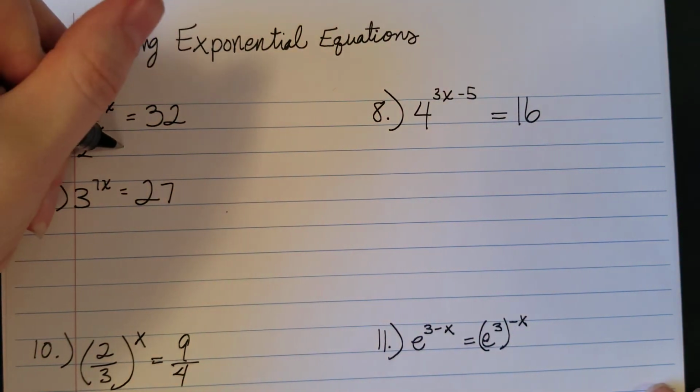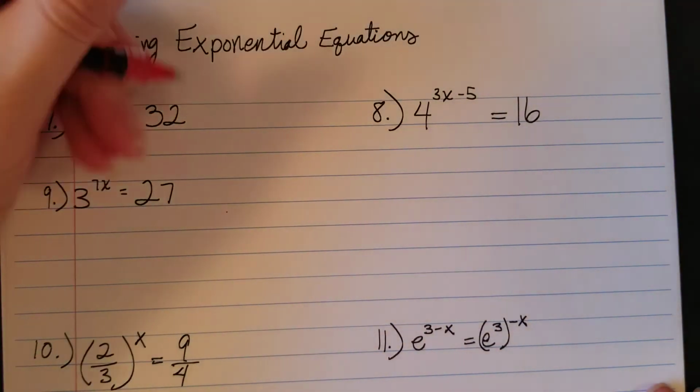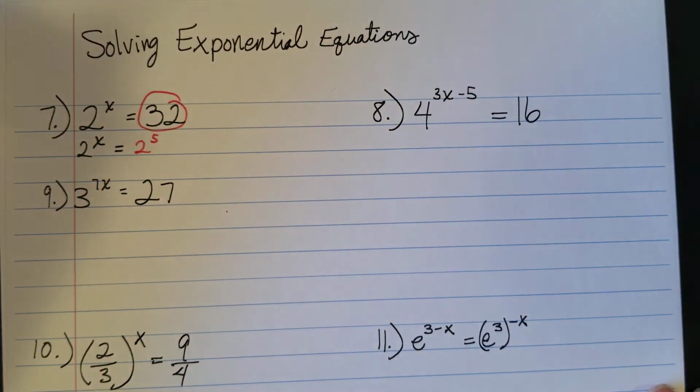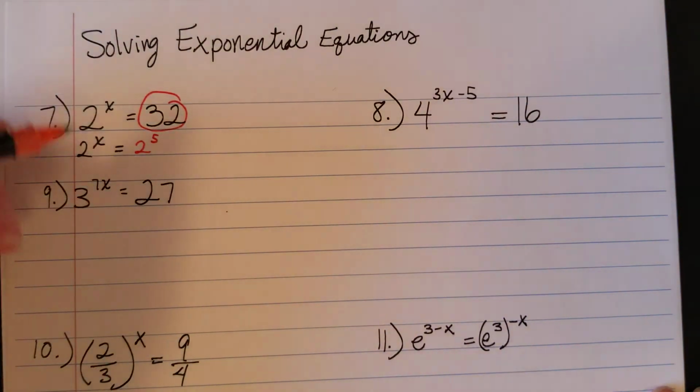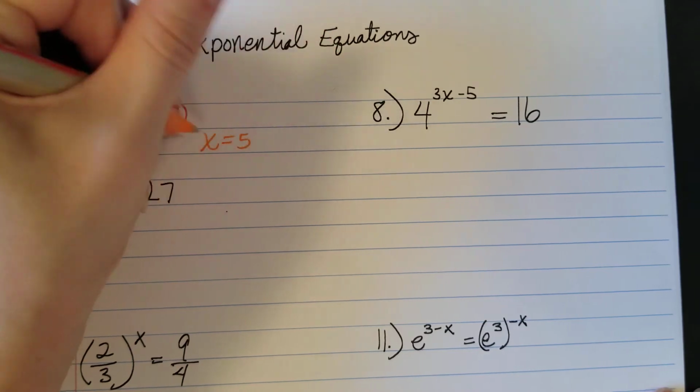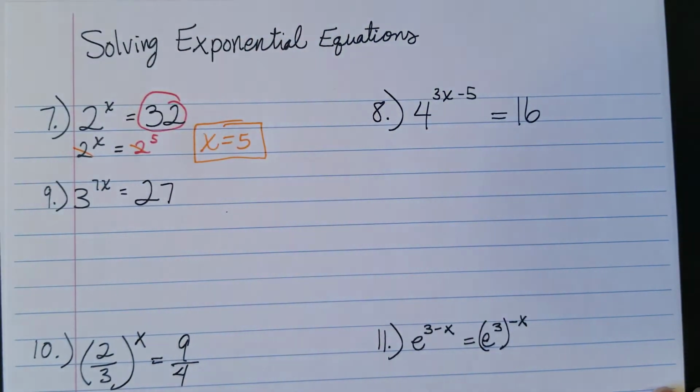So just rewrite, instead of 32, that's the same thing as 2 to the 5th power. And then we can see that we could cancel out these 2's, and that would just leave us with x is equal to 5.